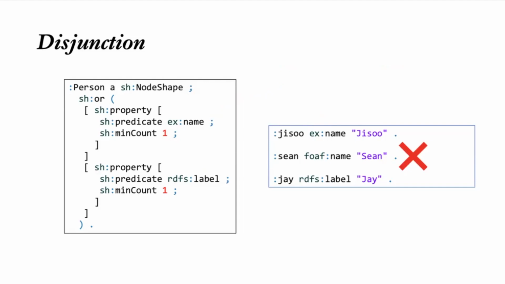So this shape says things, persons in this case, or at least the things in this graph, they have to have either EX name or an RDFS label. One or the other. They could have both, but one or the other at least. And Sean, for all his faults, has neither. And for that reason, he fails.